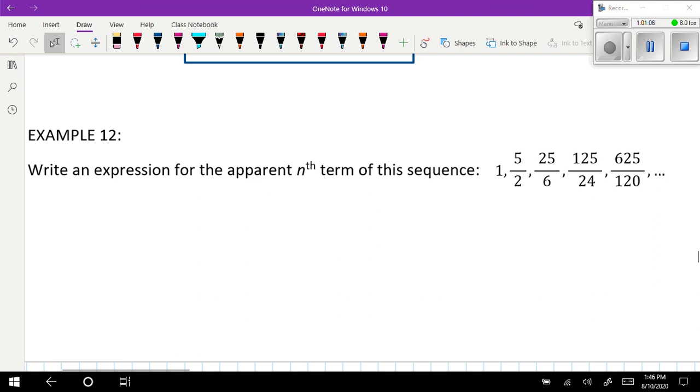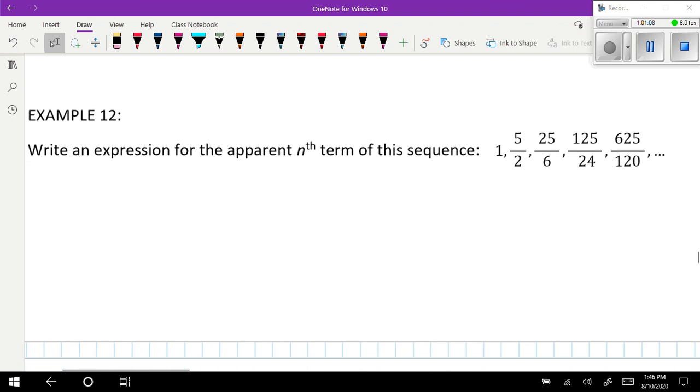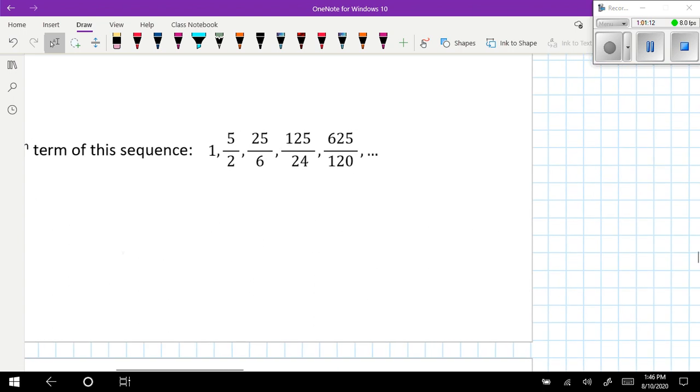A little tougher on example 12, maybe not, depends on you. Let's see what we have here: 1, 5 over 2, 25 over 6, 125 over 24, 625 over 120. I didn't even alternate any signs for you, so you got off easy on this one. So what do you think is going on with this? You notice anything? I noticed that I don't like that 1 written the way it is.